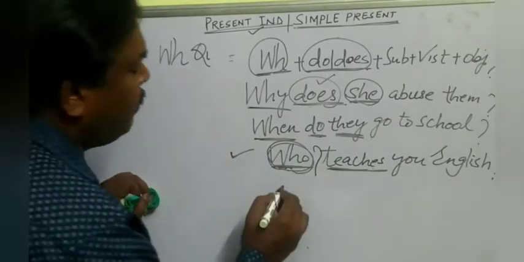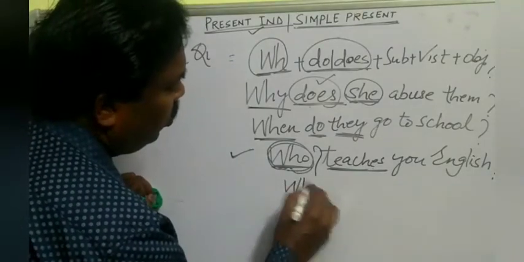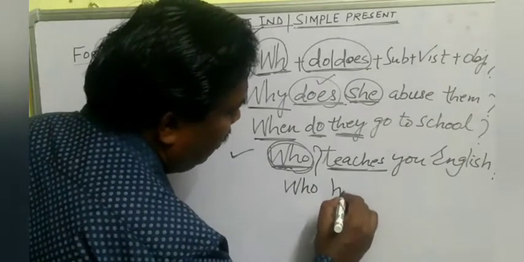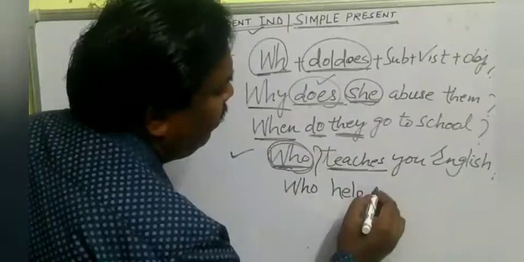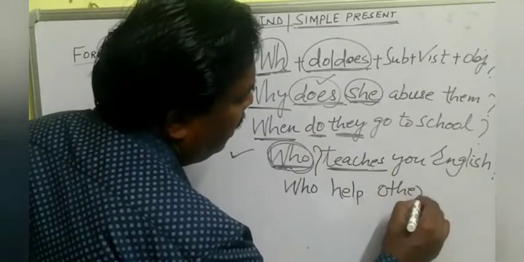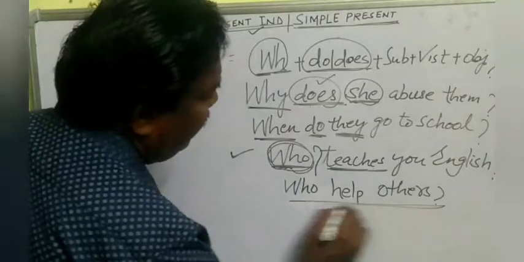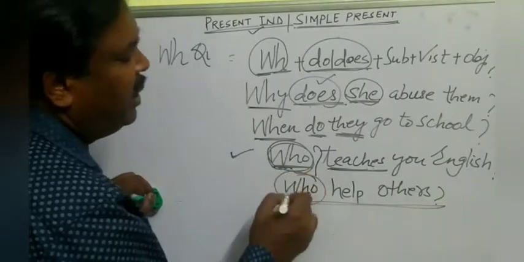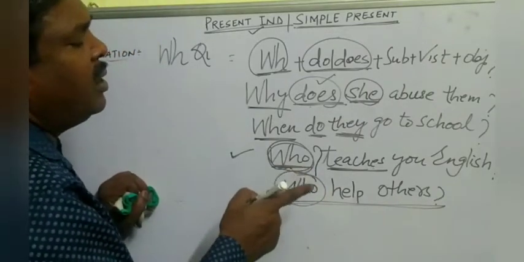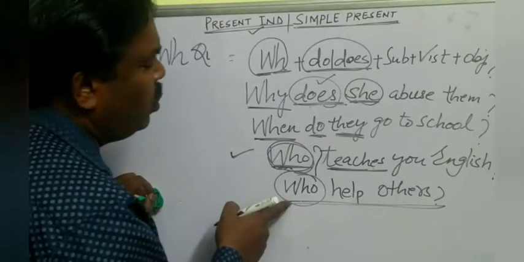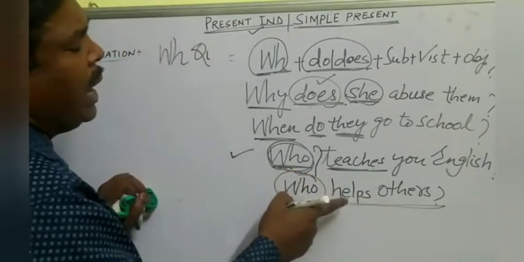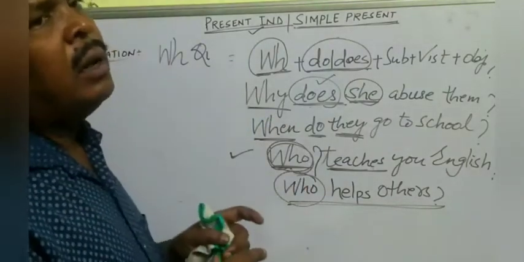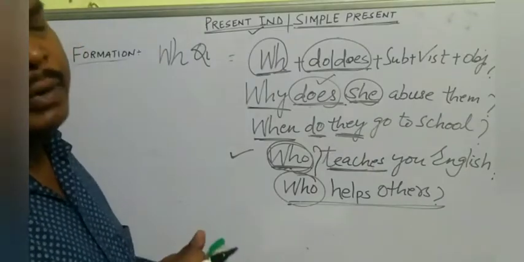For example, who help others. If we say like this, then it means there are many persons, but the sentence does not seem correct. So you have to use s. Who helps others. Is it clear? So these are the formations that we read in present indefinite.